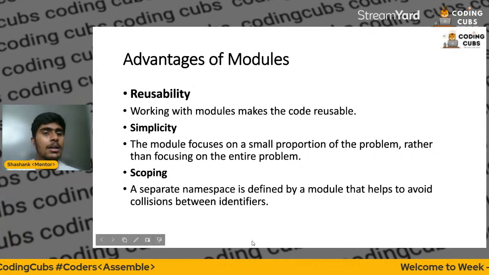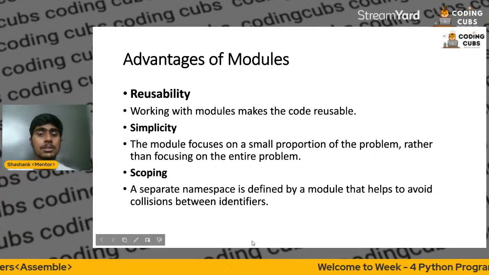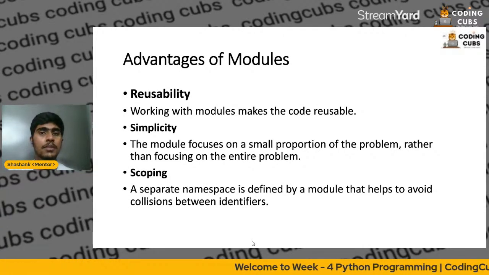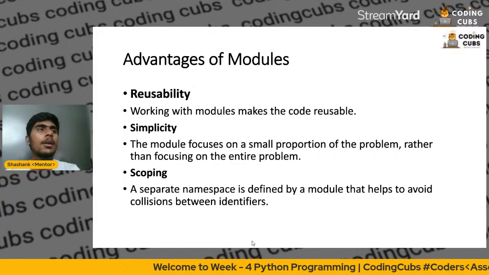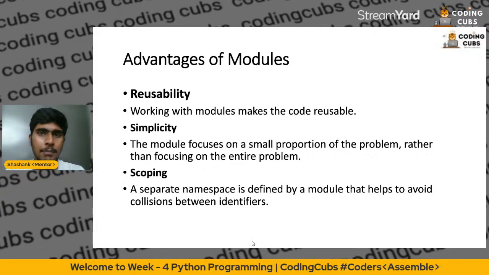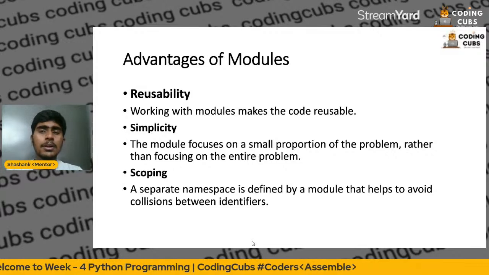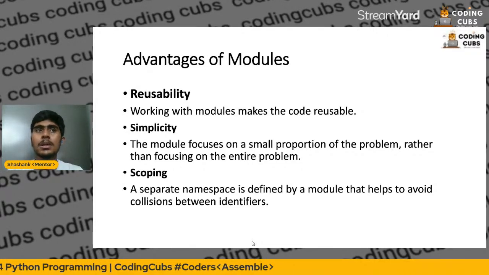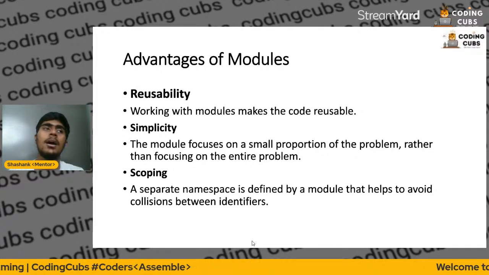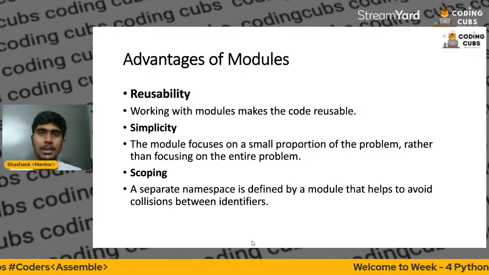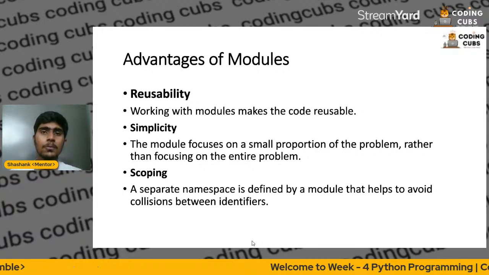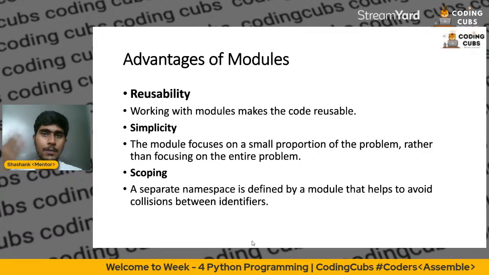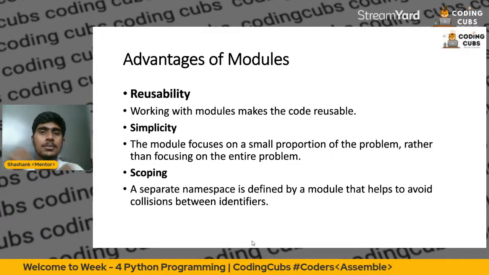It's simple. The module focuses on some portions of the problem rather than the entire problem. Right now we have to create a calculator application. When creating a calculator application, we write the code for functions for addition, subtraction, multiplication, and division. Then we use those functions in the main function wherever the user has to use it.